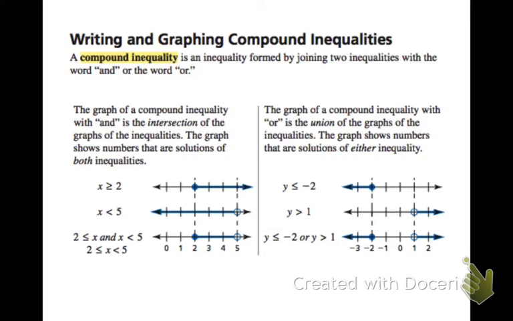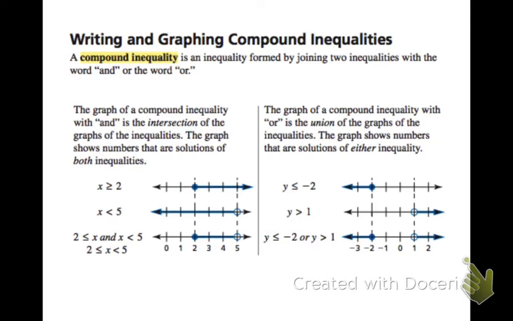So when we are doing the graph of a compound inequality with and in it, it's the intersection of the graphs of the inequalities. So like x is greater than or equal to 2 and x is less than 5. So another way of saying that is within, right? It is within the range of 2 to 5. So you can notice how they graph it.